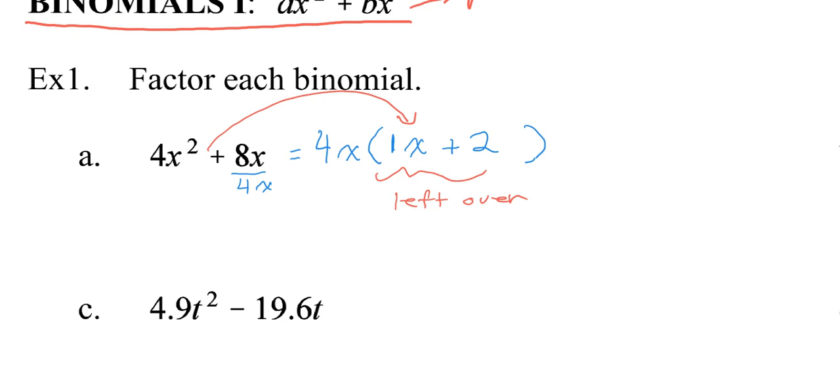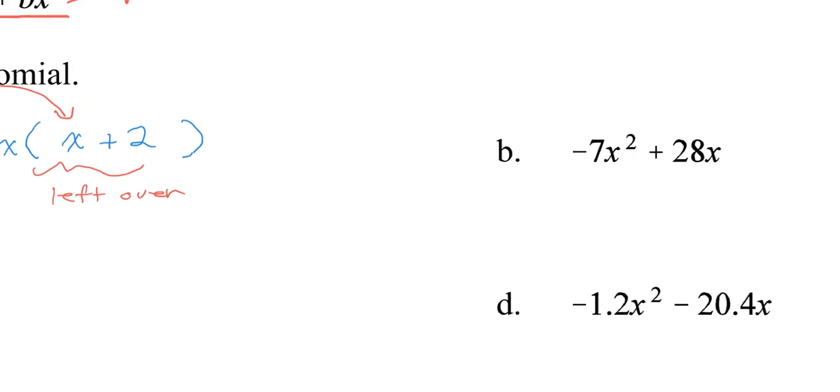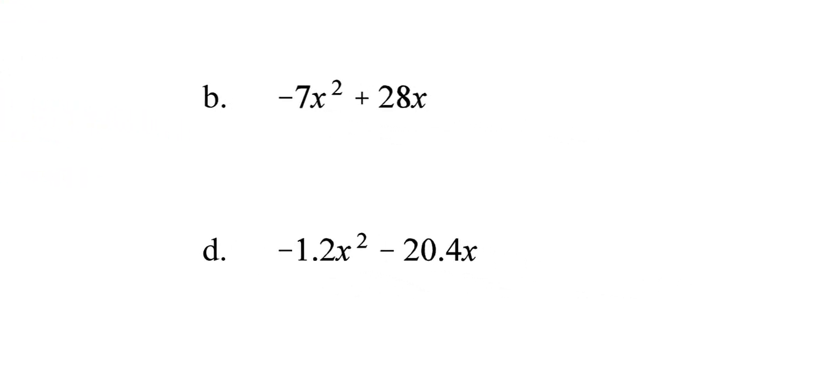1x plus 2. And if you really understand this, here's what you do. See this part that says 1x? We don't need it, because 1 is understood in front of x. So our final answer is 4x(x plus 2). Now, let's consider working on this next problem.